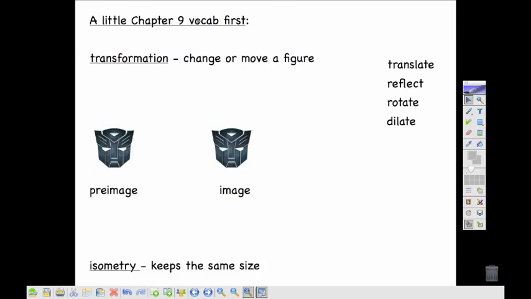Moving on to Chapter 9, we're going to start with a little bit of vocabulary first. First of all, the chapter is called Transformations, which is talking about changing or moving a figure. So we're going to start with what's called a pre-image. That's our starting figure, so it's going to result in an image.